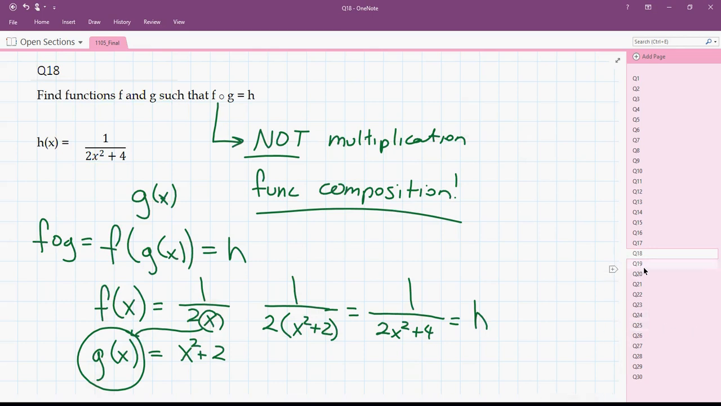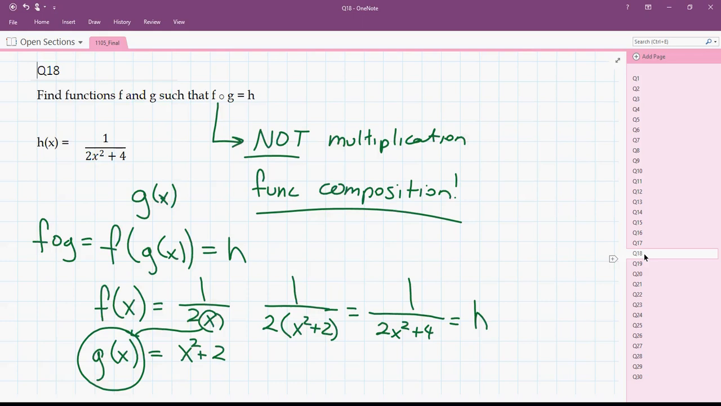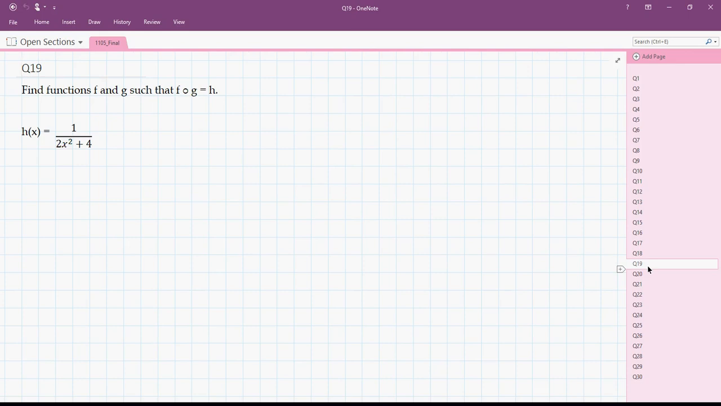18 we did. 19, or 18 and 19 the same? I noticed that earlier. And I'm not aware of that. 18 was supposed to be that. Whoops. Okay. So we're just going to call this question 18.